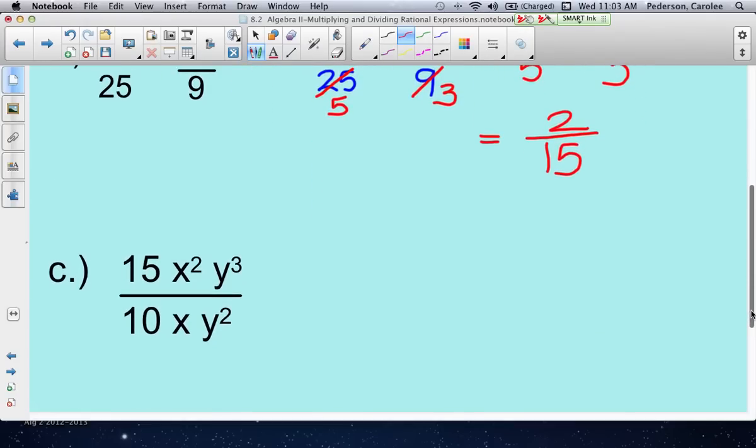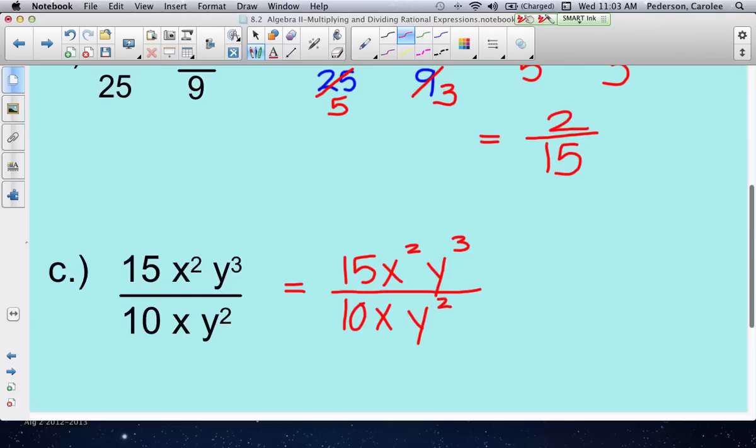All right. Now we're going to go ahead and step it up. We're going to start adding in some variables. So question C. 15x squared times y cubed over 10xy squared. So I'm just going to rewrite this problem. I like to do that, so when I cancel, it's not so messy.